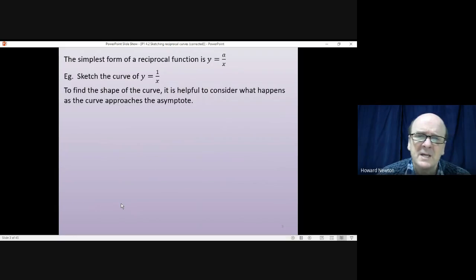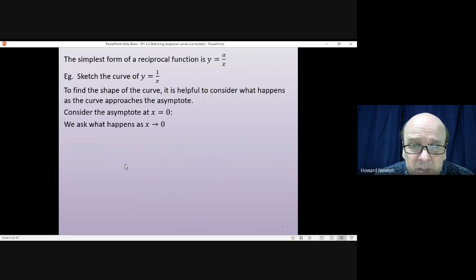Okay, we'll do an example. So coming back to y equals 1 over x. We know it doesn't touch any of the axes anywhere. To find the shape of the curve, it is helpful to consider what happens as the curve approaches the two asymptotes. So first of all, considering the asymptote at x equals 0.